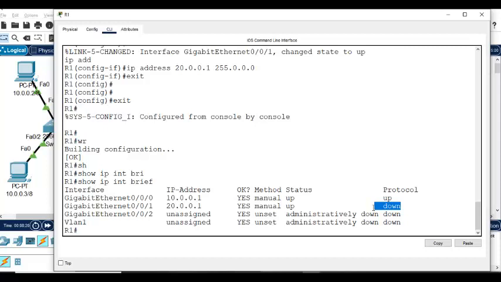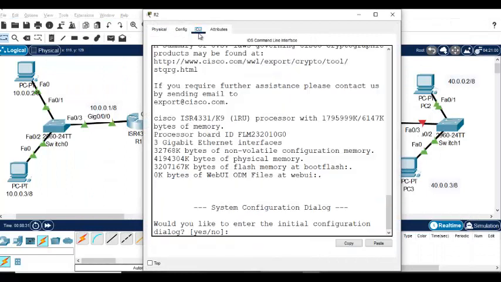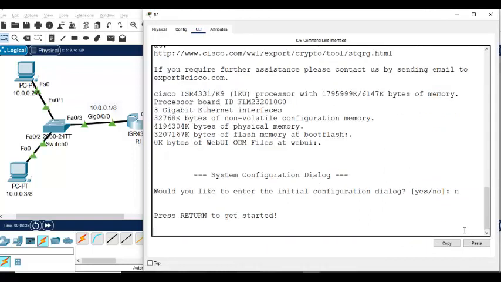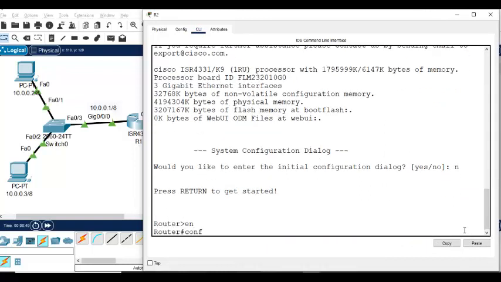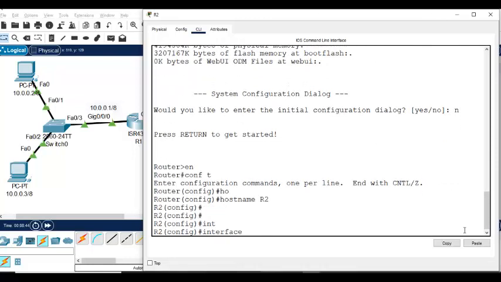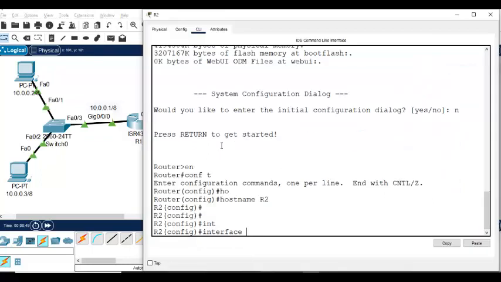Alright. Let's do the configuration on router 2. Enable, config t, host name router 2. Interface G0/0, ip address 20.0.0.2.